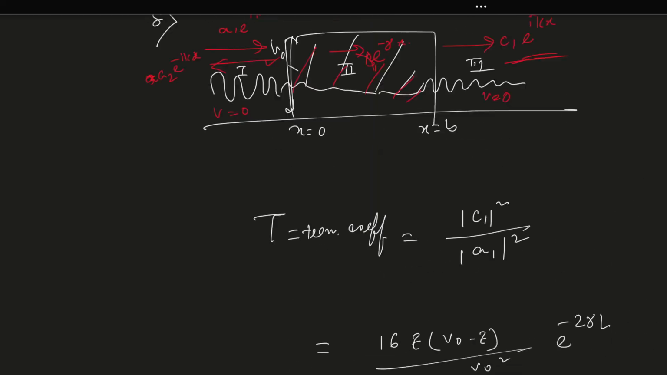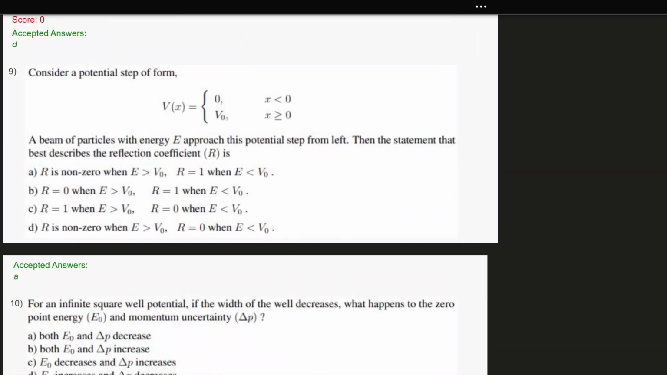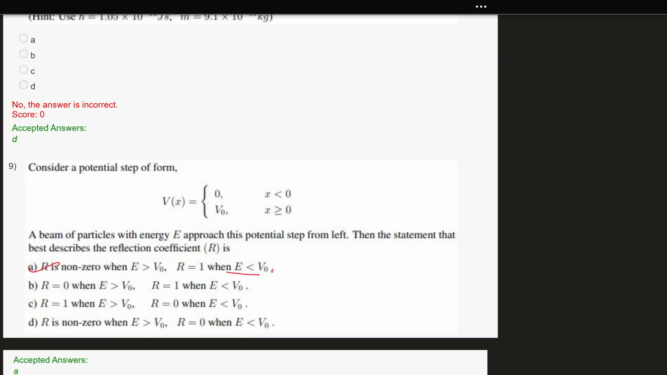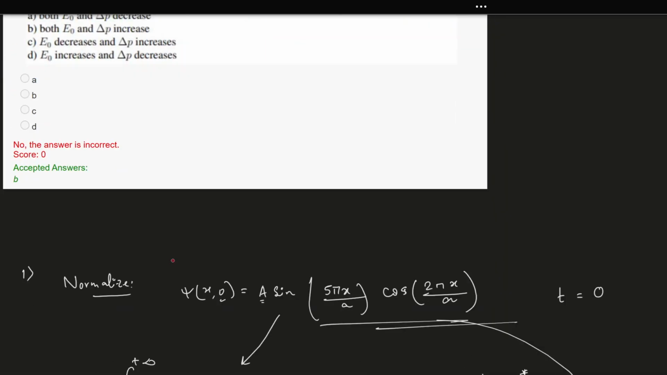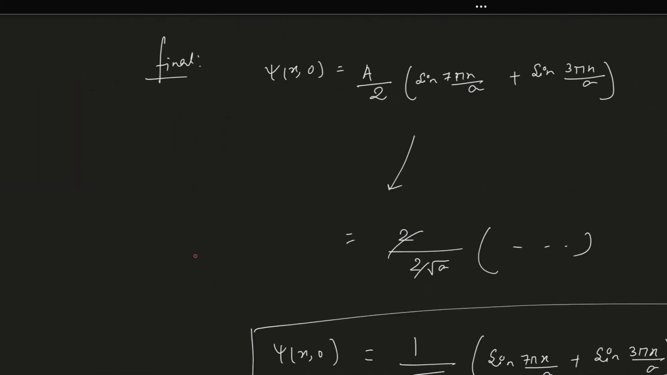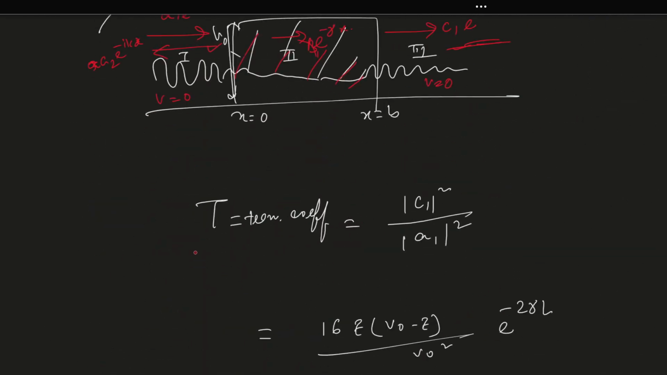And what was the question answer options? Let us check. R equal to 1 when E less than V naught, and R is non-zero if E greater than V naught. So obviously R is 1 if E less than V naught, but if E is greater than V naught, then instead of the exponential solution you would get an oscillatory solution inside that potential step.